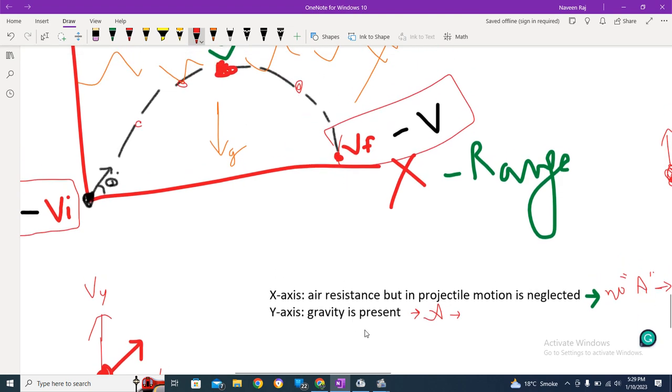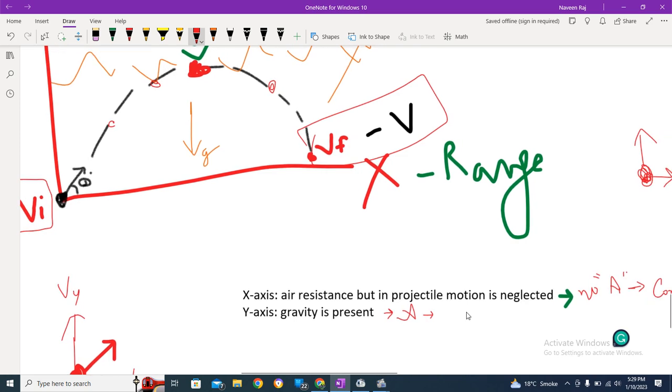So where there is acceleration, there is a change in velocity, and this means that here the value of the acceleration would be 9.8 meters per second squared, because there's gravity acting over there. Right, this was the whole concept.